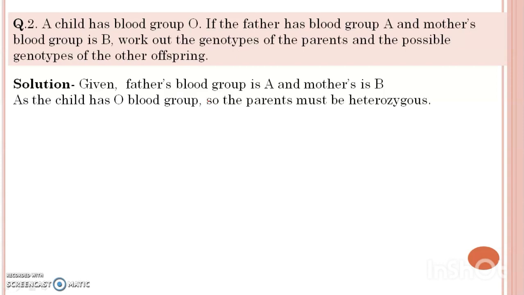Okay, so we know the blood group of the parents and one of the children. So as the child is with blood group O, that means the child has the genotype small i small i, and this means both the small i will come from both the parents. Okay, meaning both the parents must have one small i in their genotype. That means they must be heterozygous. Okay, so with this hypothesis we will start to solve the problem.